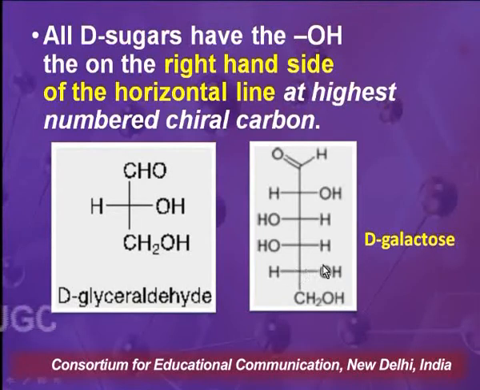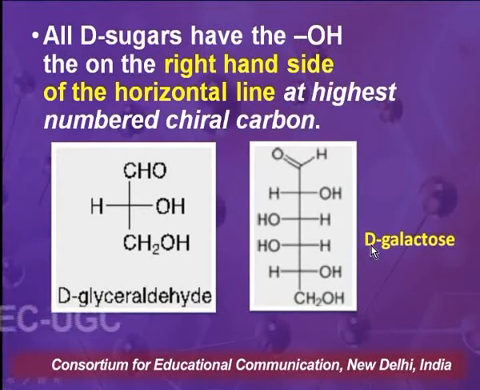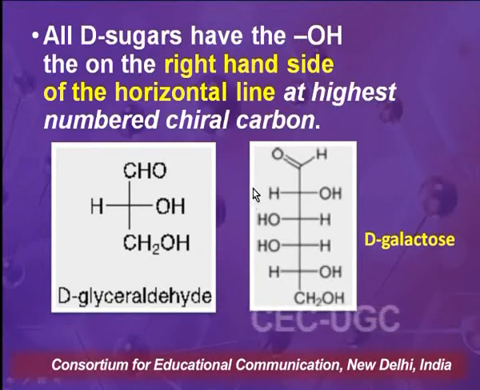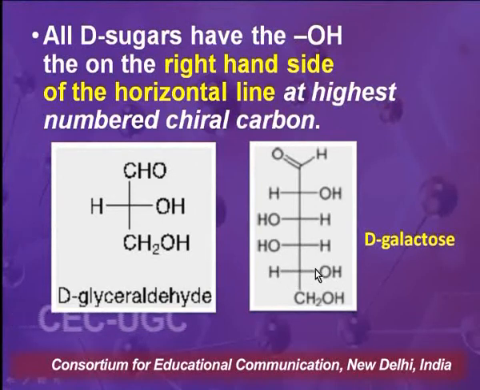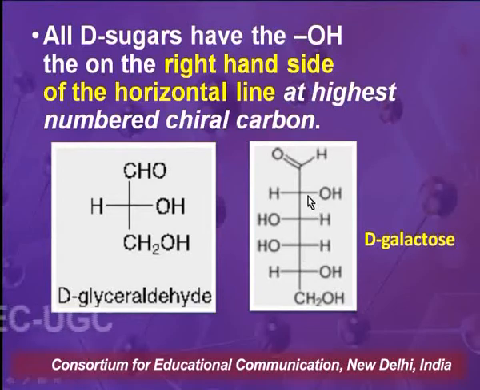If it is on the right hand side of the horizontal line, this molecule will be given configuration D. And when we compare the structure of D-galactose with D-glyceraldehyde, what we find is that the OH is on the right hand side on the horizontal line at the highest numbered asymmetric carbon. So this molecule is given configuration capital D.